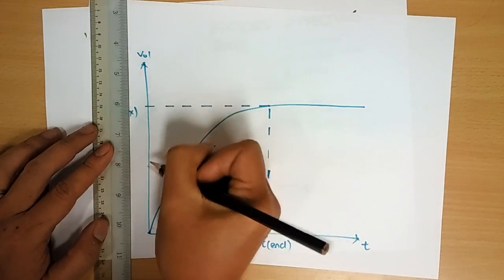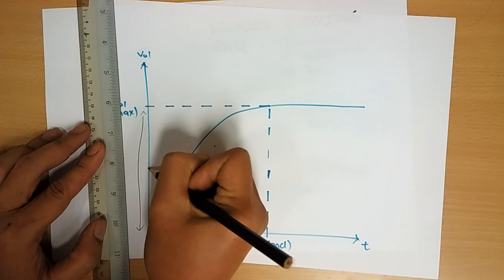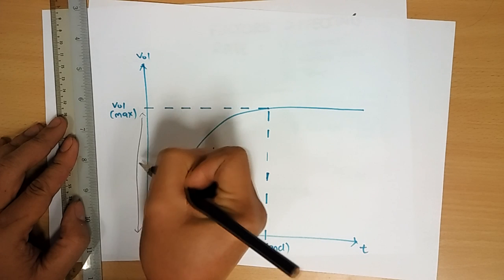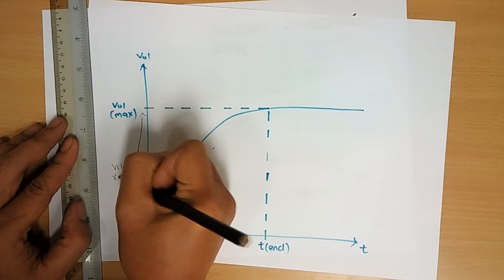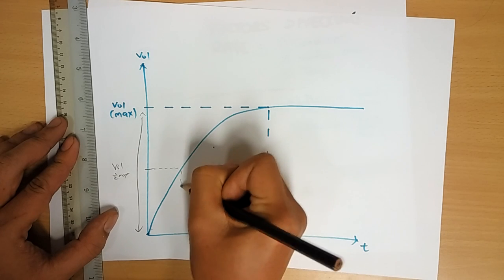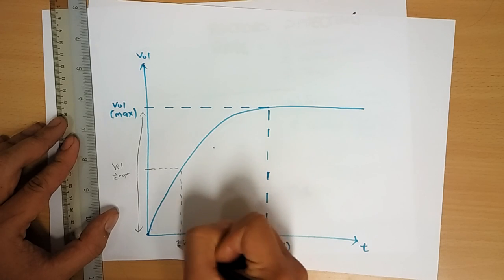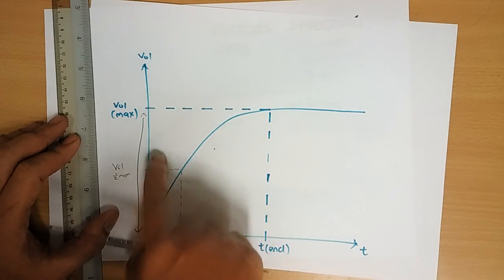If you are asked to find the time taken for the reaction to be halfway through, find out what is the half. Let's say I'm doing a rough one. Half the volume will be half the reaction. Do the horizontal and drop. This is the time taken for half the reaction to end. So find out half.